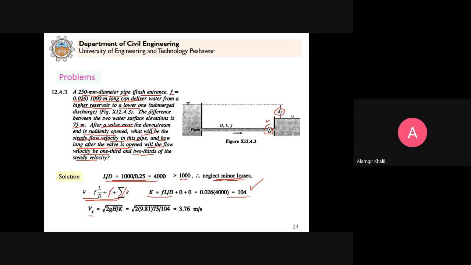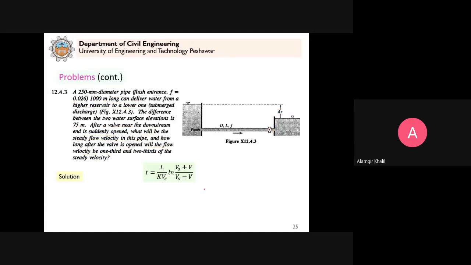And this is the formula that we developed in the last lecture for steady flow velocity. 2gh by K. What is H? H is your delta Z now in this case. So you put the values and 3.76 meter per second. This is the steady state velocity.